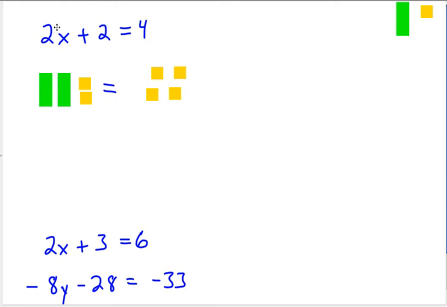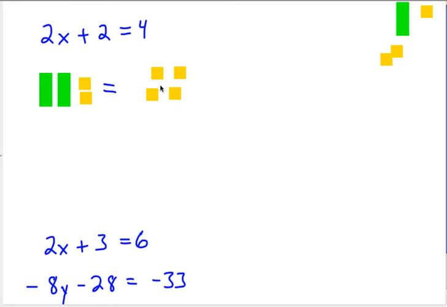Now, some students don't know whether they should get rid of this 2 first or this 2. Well, when you are adding and subtracting to both sides, it's pretty simple. If I add one to this side, I add one to this side. If I take away one from this side, I take away one from this side. So it doesn't matter what is on either side, I can always add and subtract.